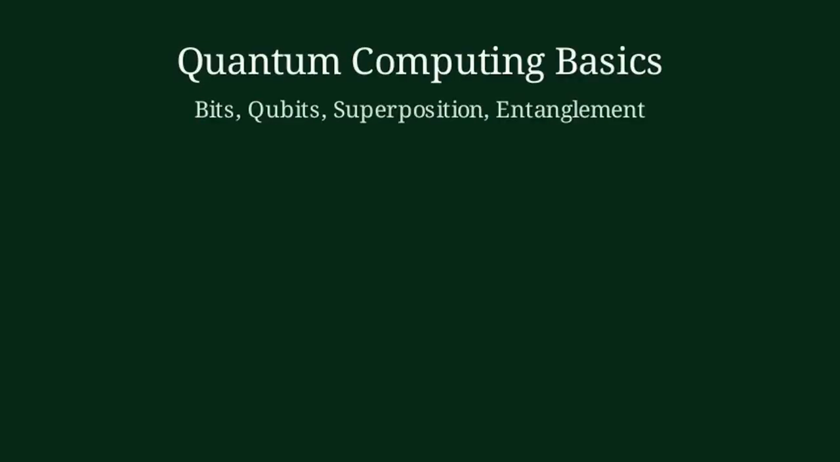In this video, we will learn the basics of quantum computing, including bits, qubits, superposition, entanglement, and why it matters. First, let's compare a regular bit with a qubit. A bit is like a light switch. It can be off, which we call 0, or on, which we call 1.